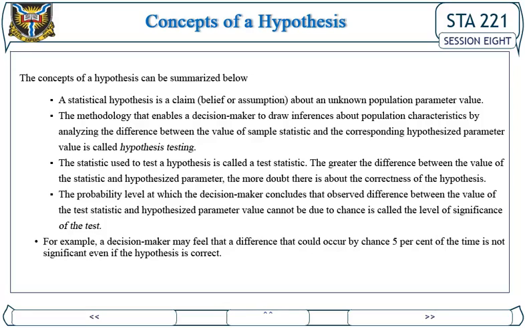The greater the difference between the value of the statistic and hypothesized parameter, the more doubt there is about the correctness of the hypothesis. The probability level at which the decision maker concludes that observed difference between the value of the test statistic and hypothesized parameter value cannot be due to chance is called the level of significance of the test. For example, a decision maker may feel that a difference that could occur by chance 5% of the time is not significant even if the hypothesis is correct.